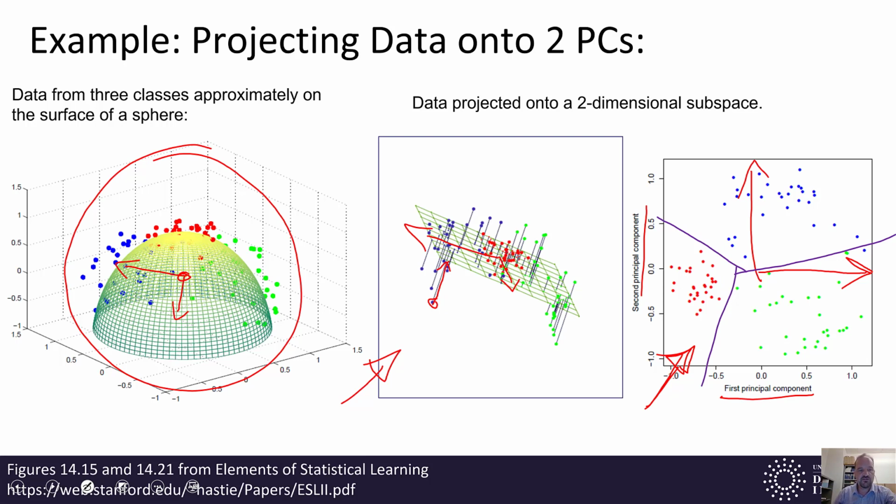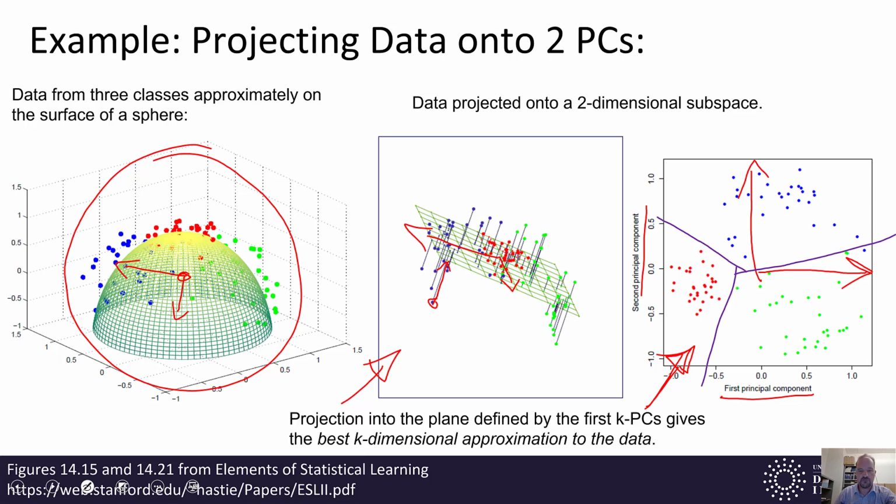If we went from 100 dimensions down to 2, you're taking something where it's really hard to see through scatter plots what's going on in 100 dimensions and making it possible to visualize things in 2 dimensions. Another really nice property of principal components: projecting into the plane defined by the first k PCs gives the best k-dimensional approximation to the data.